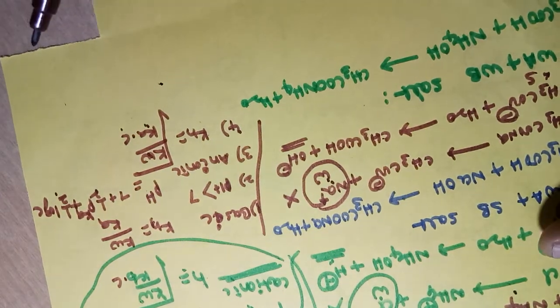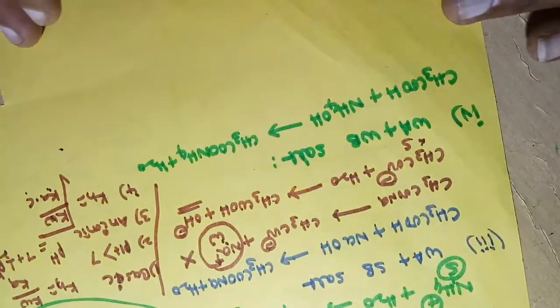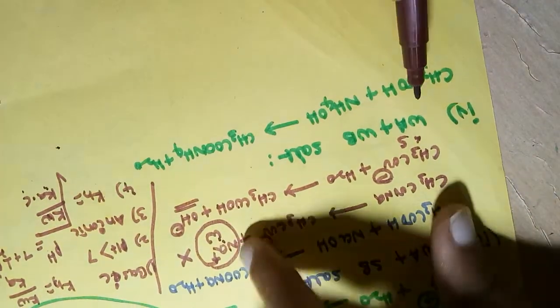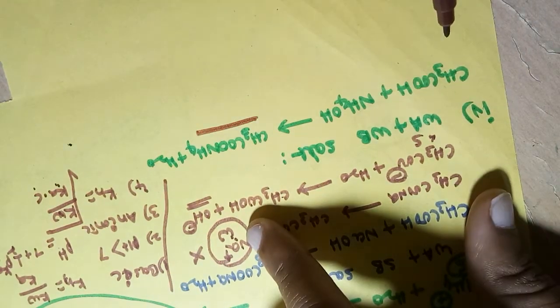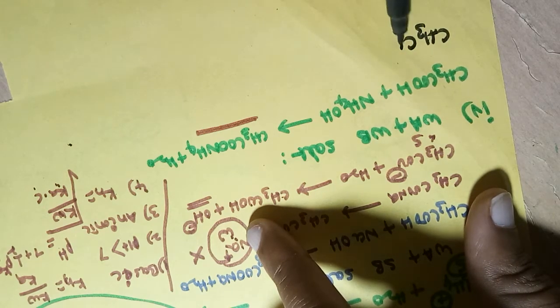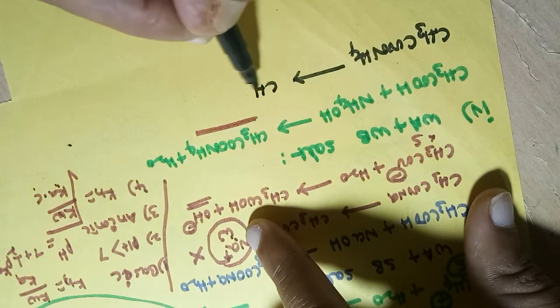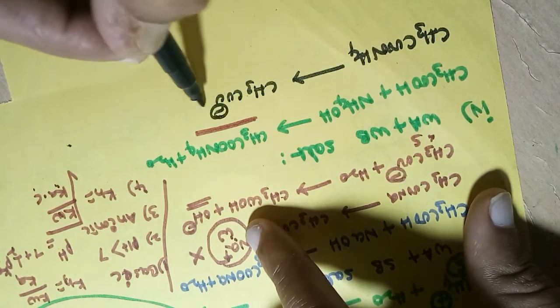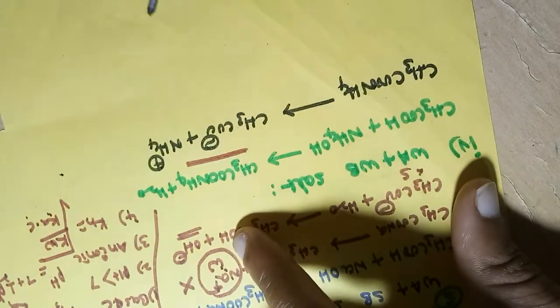Next, hydrolysis of a weak acid with a weak base. Let me take this salt, CH3COONH4. CH3COONH4 is ionized to CH3COO minus and NH4 plus ions.